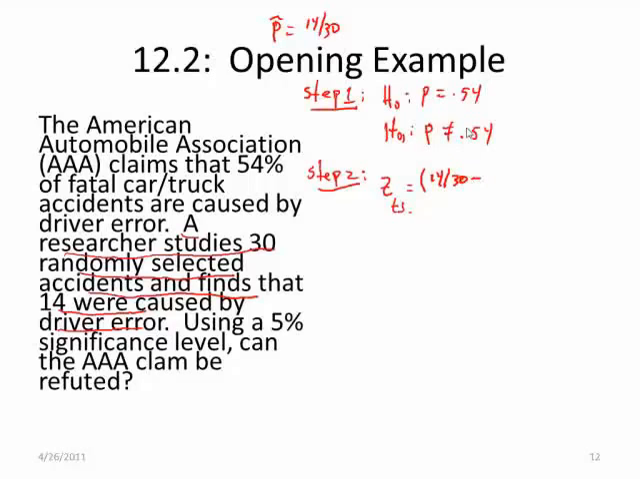What's that going to be? 0.54, divided by the square root of n. N in this case is 30, divided by the square root, and this is going to be p under the null hypothesis, so 0.54 times 1 minus 0.54.